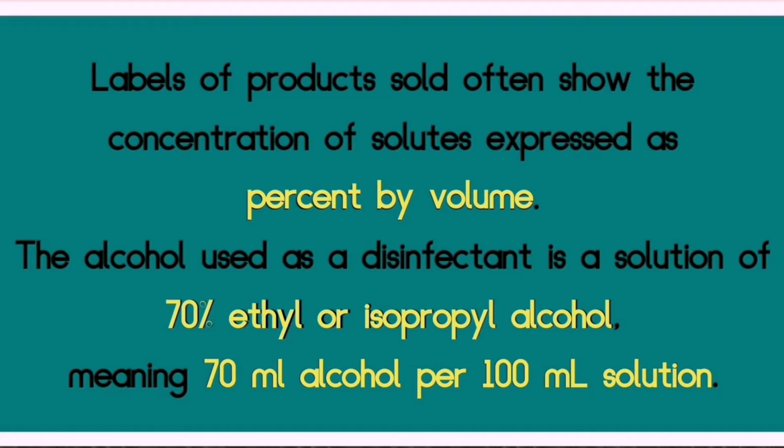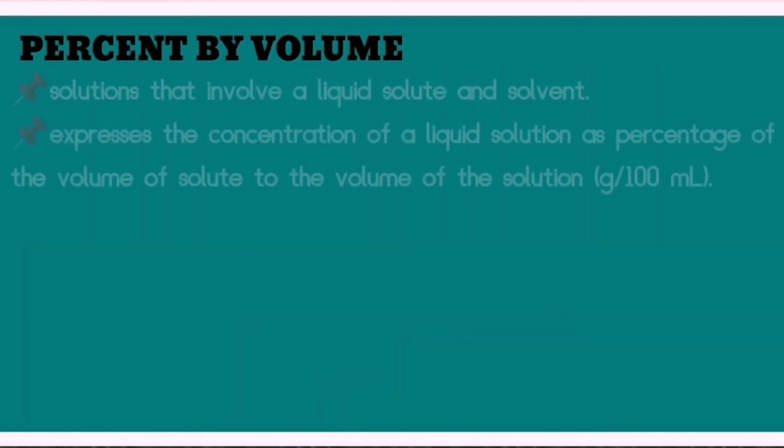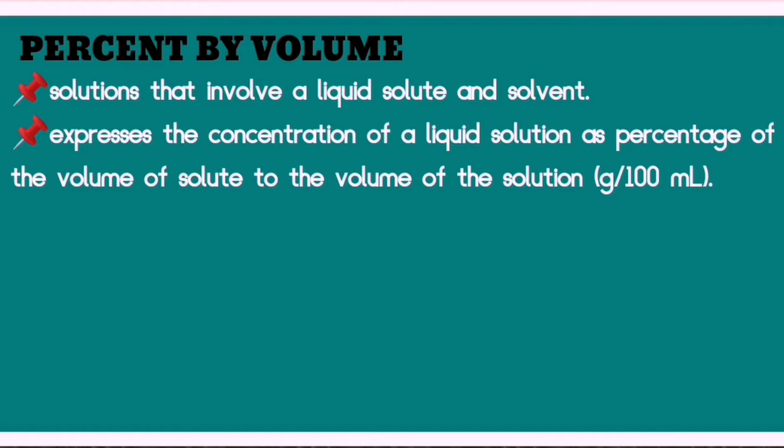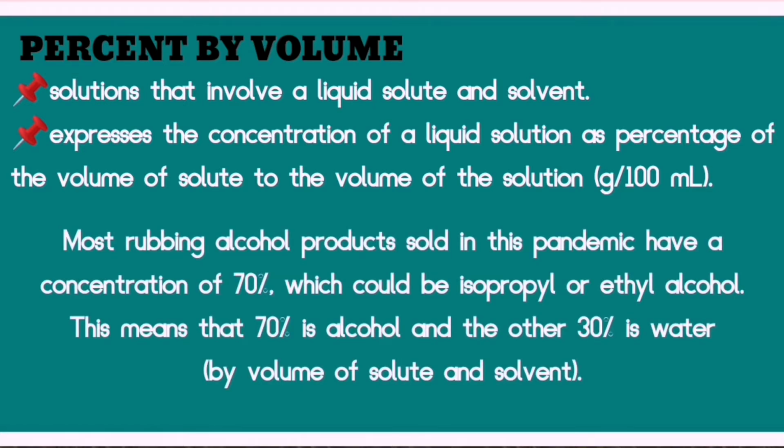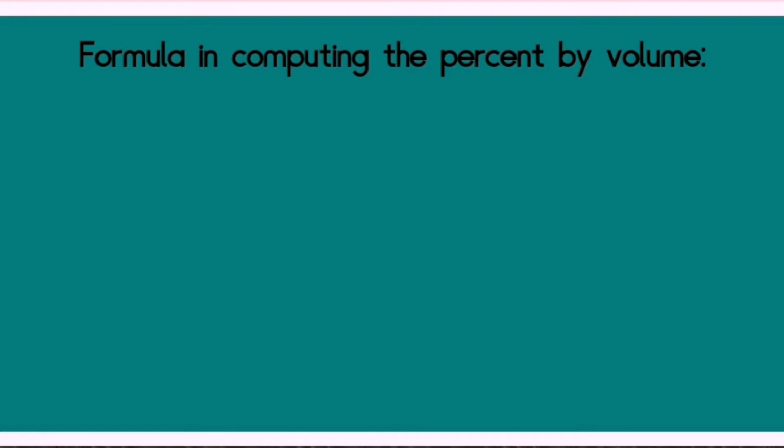per 100 ml solution. Percent by volume are the solutions that involve a liquid solute and solvent. It expresses the concentration of a liquid solution as percentage of volume of solute to the volume of solution, per 100 ml. Most rubbing alcohol products sold in this pandemic have a concentration of 70%, which could be isopropyl or ethyl alcohol. This means that 70% is alcohol and the other 30% is water, by volume of solute and solvent. Percent by volume could be computed by using this formula.